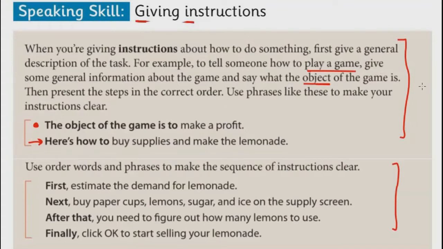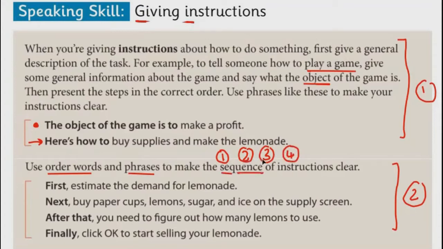That's the first thing. The second thing is, once you've given a general overview or some general information, you can use order words or order phrases to show the sequence. The sequence is what order does it happen? The first thing, the second thing, the third thing, finally the last thing is this. We do this first, this second, this third, and this fourth, or finally. To show someone the sequence, we use order words or order phrases.